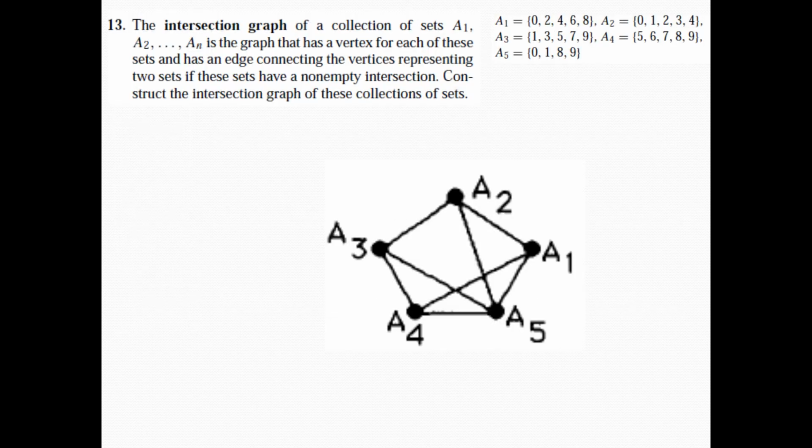Okay, next, this is a question from the exercise. The intersection graph. There is another type of graph. We saw a collaboration graph, a friendship graph, and now here is another type which is called the intersection graph. The intersection graph of a collection of sets A1, A2, ..., AN is the graph that has a vertex for each of these sets and has an edge connecting the vertices representing two sets if these sets have non-empty intersection. That is why this is called an intersection graph. Construct the intersection graph of these collections of sets.